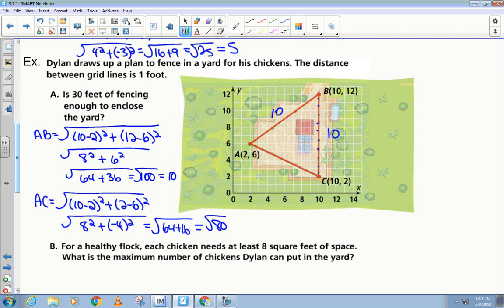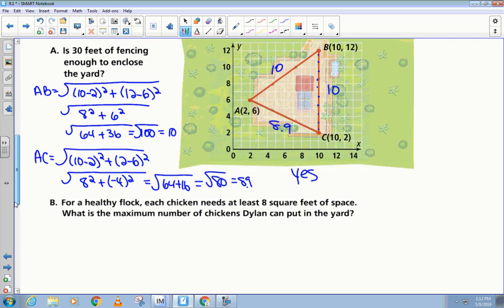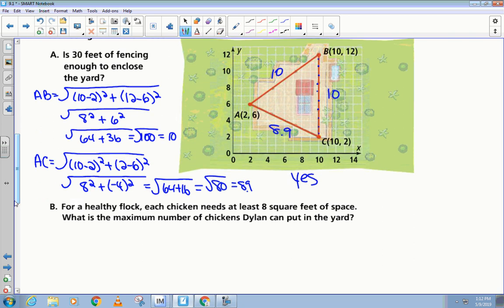The square root of 80 is going to be almost what? Almost 9, right? The square root of 81 is 9. So this is going to be approximately 8.9. So is 30 feet of fencing going to be enough? Okay, last one. For a healthy flock, each chicken needs at least 8 square feet of space. What is the maximum number of chickens Dylan can put in the yard?